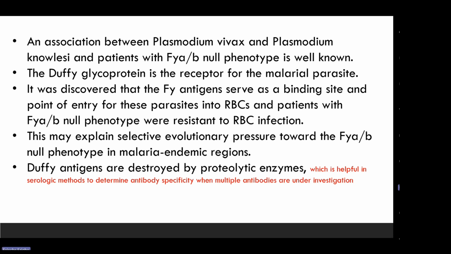So it was discovered that the Duffy antigens serve as a binding site and point of entry for these parasites into red blood cells, and patients with the Duffy FYA and B null phenotype are resistant to red blood cell infection by malaria. Because they lack the antigens where this parasite attaches, the parasite cannot infect their red cells. You can see it. This may explain the selective evolutionary pressure towards the FYA and B null phenotype in malaria endemic regions. Duffy antigens are destroyed by proteolytic enzymes.